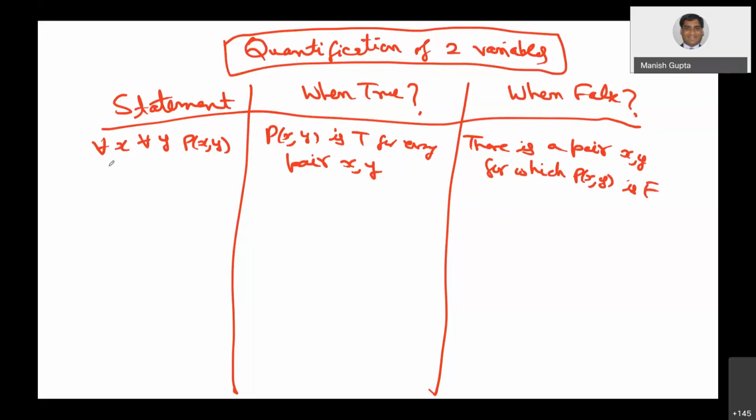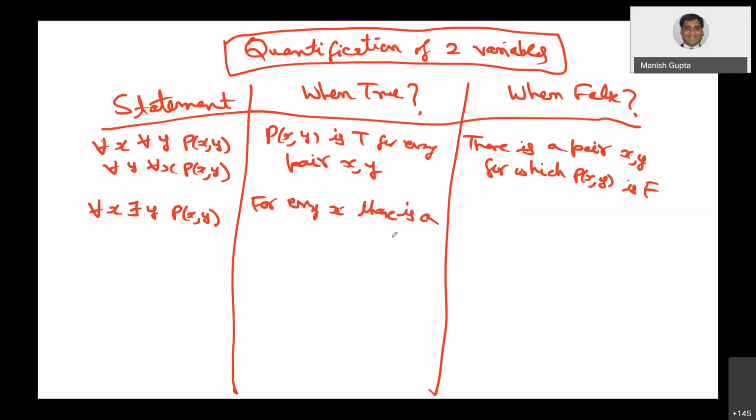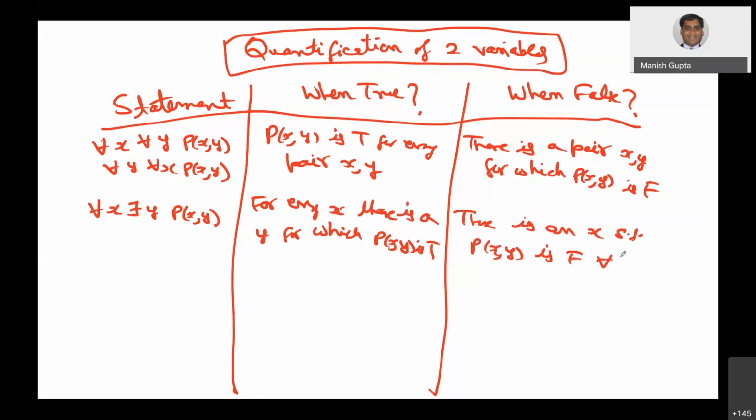The same thing is true for every y, for every x, P(x,y), so I'm writing it here just like that. If we have the statement for every x there exists y, P(x,y), that means for every x there is a y for which P(x,y) is true. And false when there is an x such that P(x,y) is false for every y.